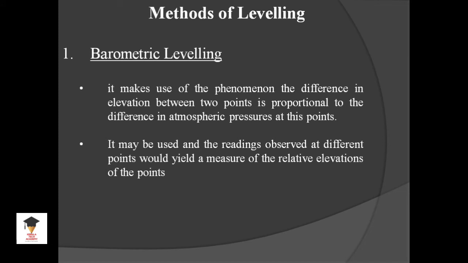Okay, now let us see the methods of leveling. Leveling methods can be classified into three. The first one is barometric leveling. Barometric leveling makes use of the phenomenon that the difference in elevation between two points is proportional to the difference in atmospheric pressure at those points, and the readings observed at different points yield a measure of the relative elevations of those points.